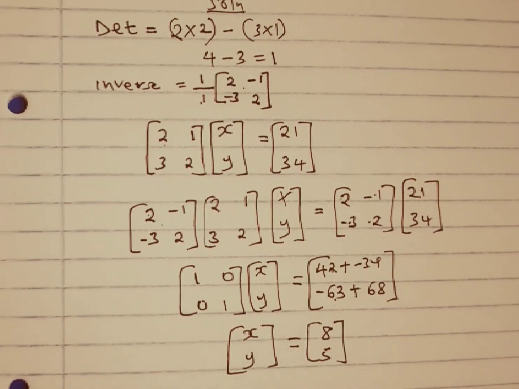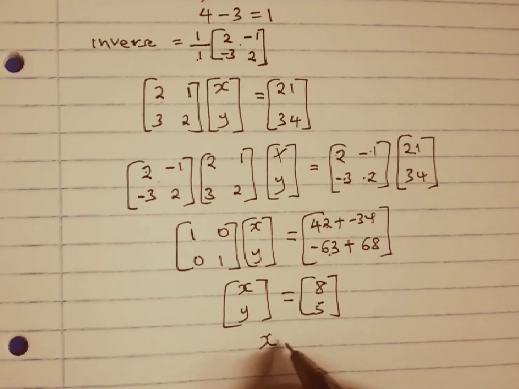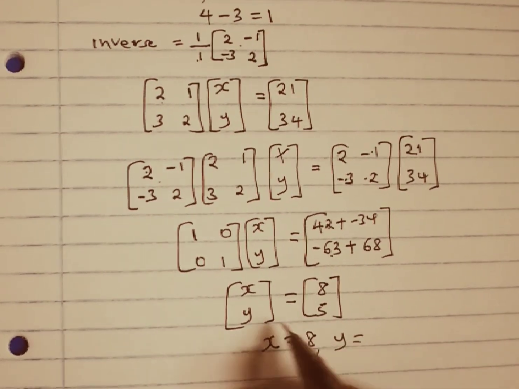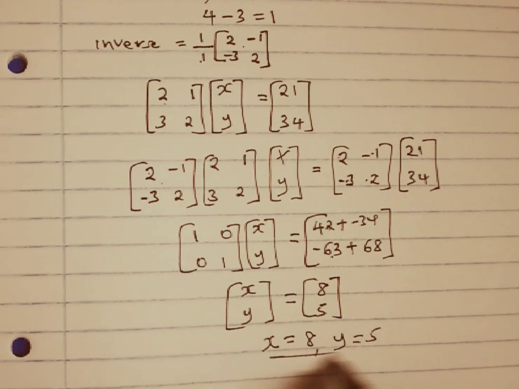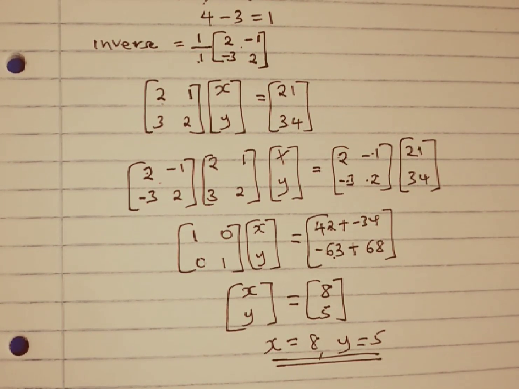And therefore now we can go down and conclude that the value of x is going to be 8 and the value of y is going to be 5, and those are the solutions for the two simultaneous equations by matrix method.